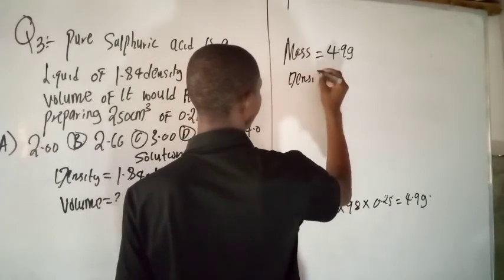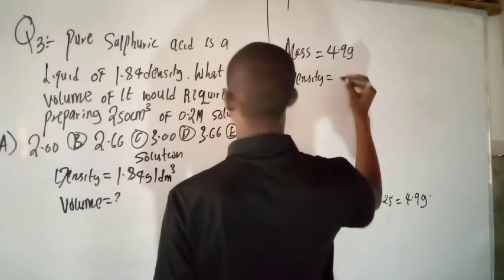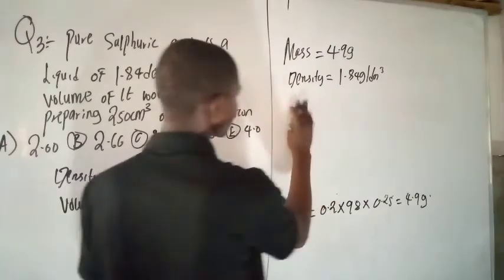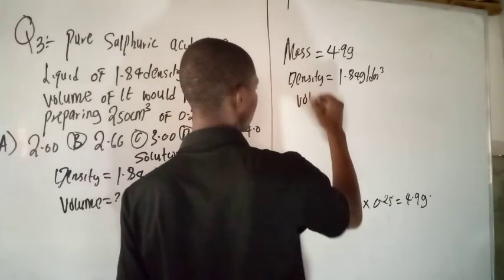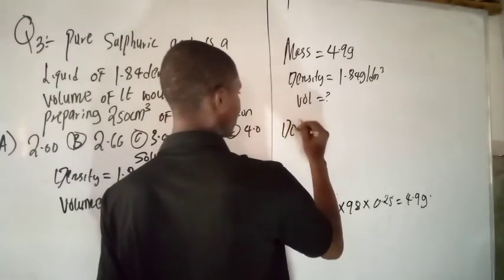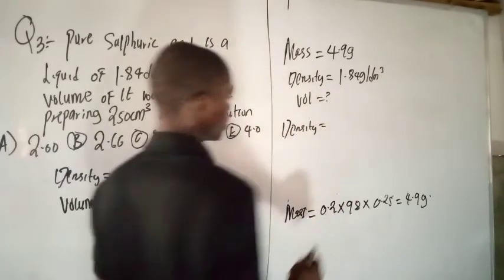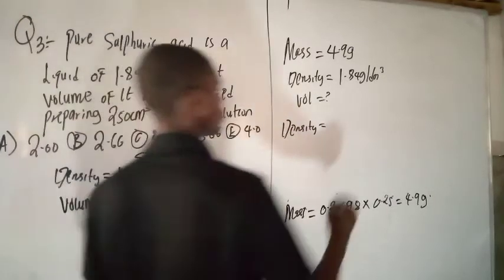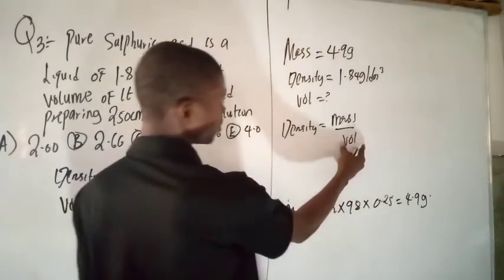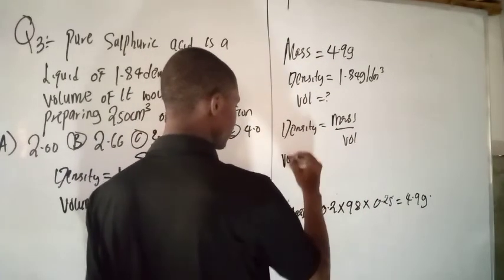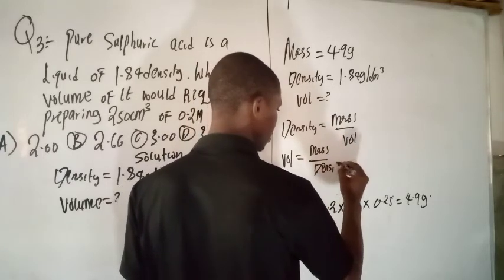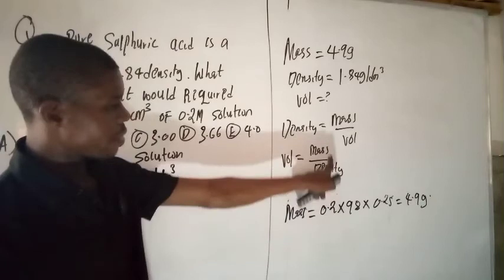Density equals 1.84 gram per dm cube. Now they are asking us to look for the volume, right? So remember, density equals mass over volume. I'm making volume the subject of the formula here. Here we have volume equals mass over density. Check it out: mass over density.